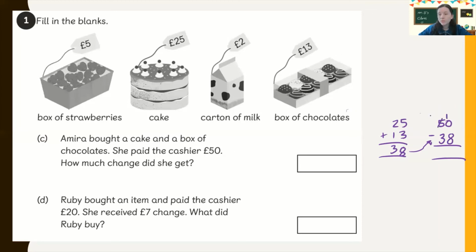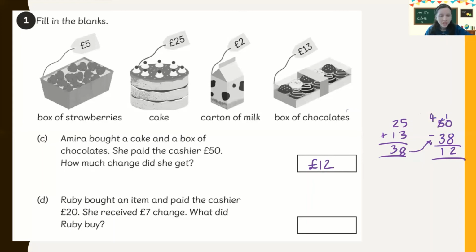5 becomes 4, 1 less because that one, or the 10, is going over there. So 10 take away 8 we can totally do. 10 take away 8 is 2. Well done. 4 take away 3 is 1, so our answer, how much change did she get from a 50, is £12. Really well done if you got that one.